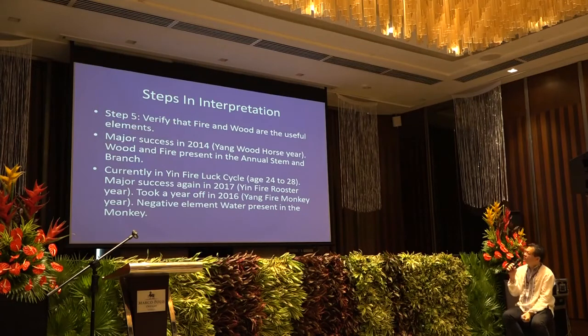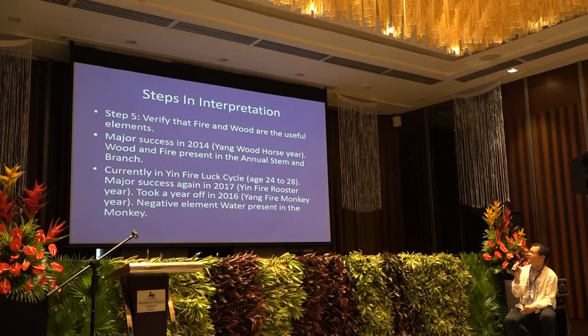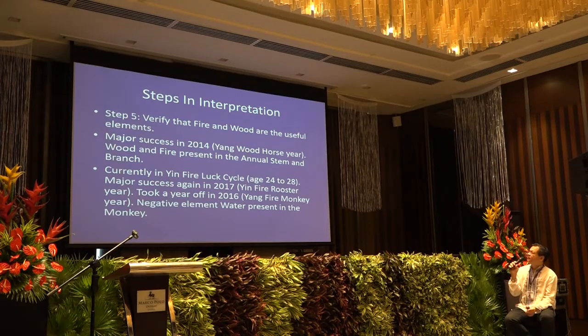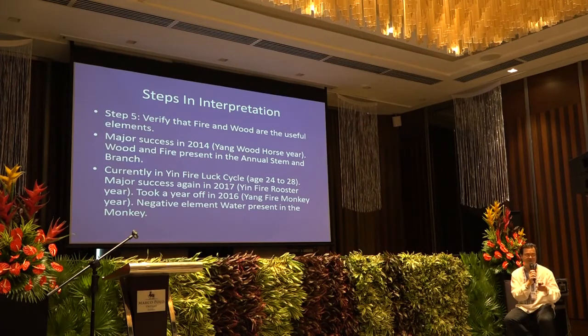Right, verification. Major success in 2014, yang wood horse year. Wood and fire present in the annual stem and branch. Can't argue with that. Currently in the yin fire luck cycle, started at age 24 to 28. Major success again this year in 2014, even though he had an accident when metal came on October 20th. He took a year off in 2016, which was a yang fire monkey year. So the negative element water was present in the monkey.